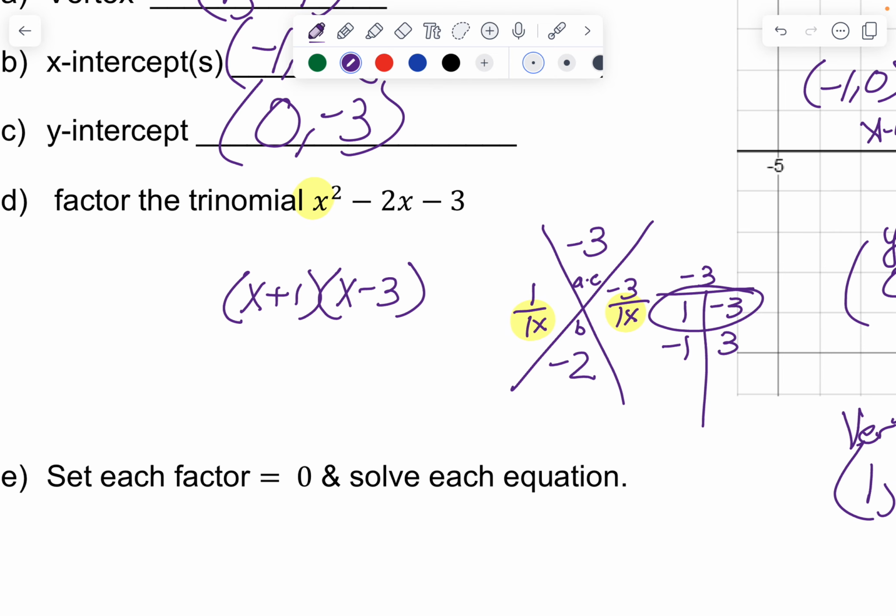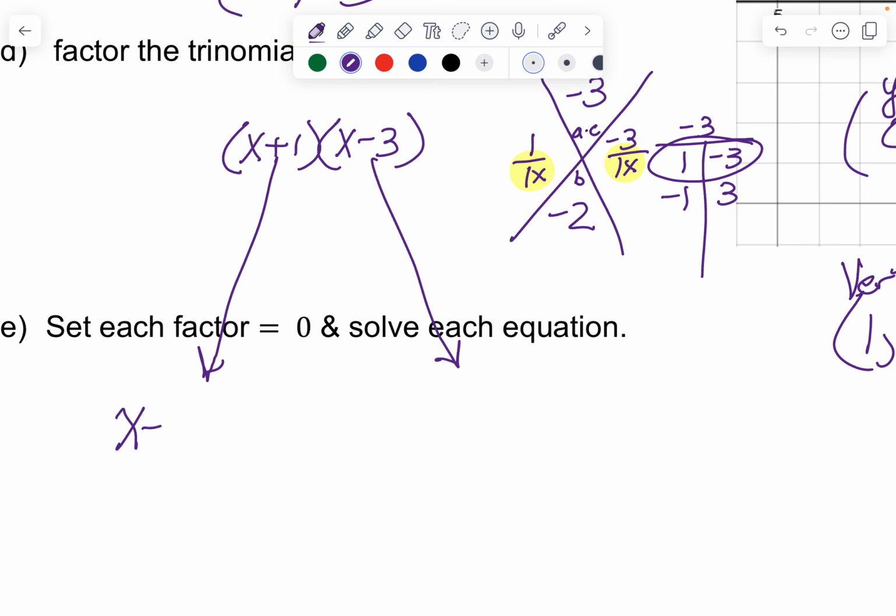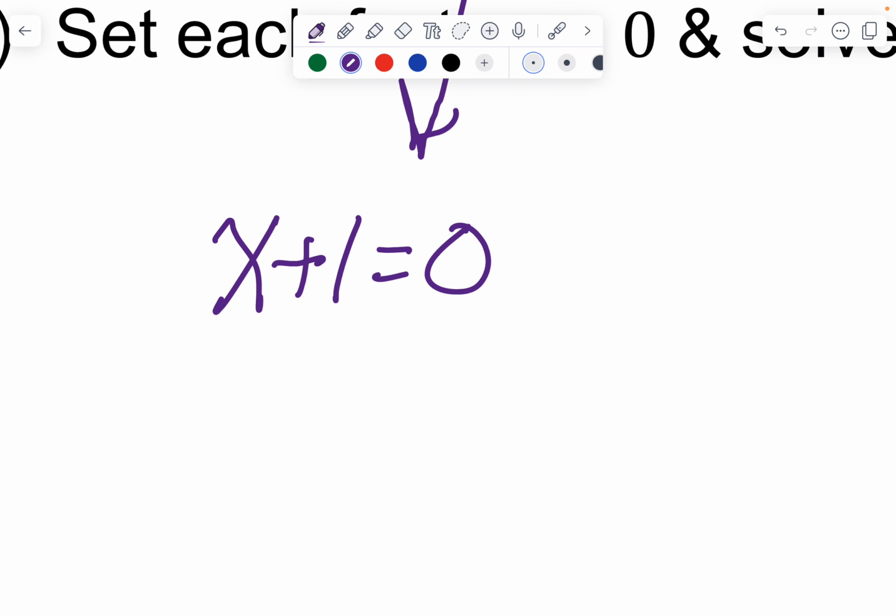Now a new part, it says set each factor equal to 0 and solve. So we're bringing these down and we're setting them equal to 0. So x plus 1 equals 0, x minus 3 equals 0. If we solve this like we've been doing all semester, to undo addition is subtraction, so we would subtract 1 from both sides. We get an answer of x equals -1.